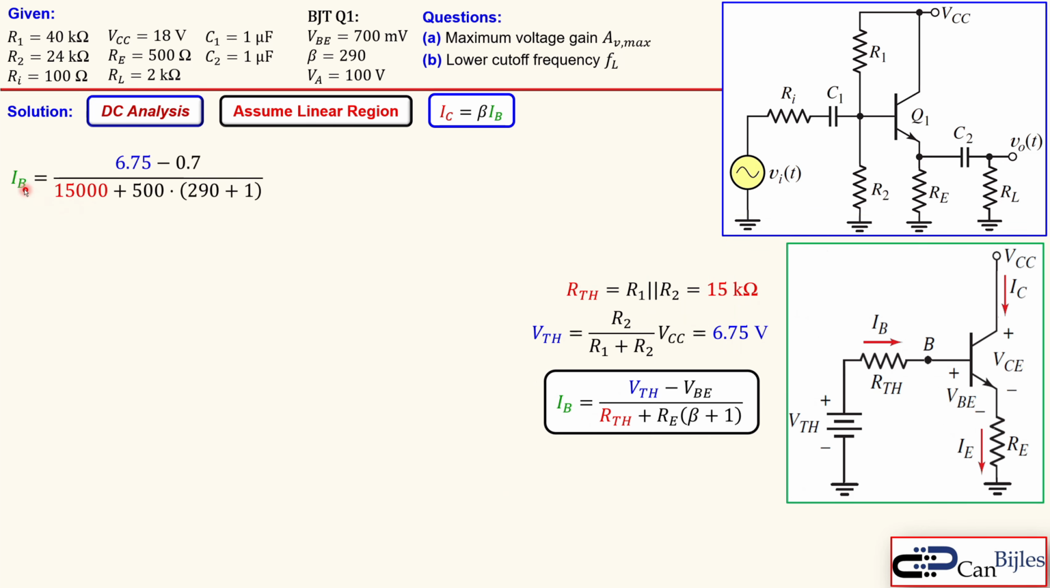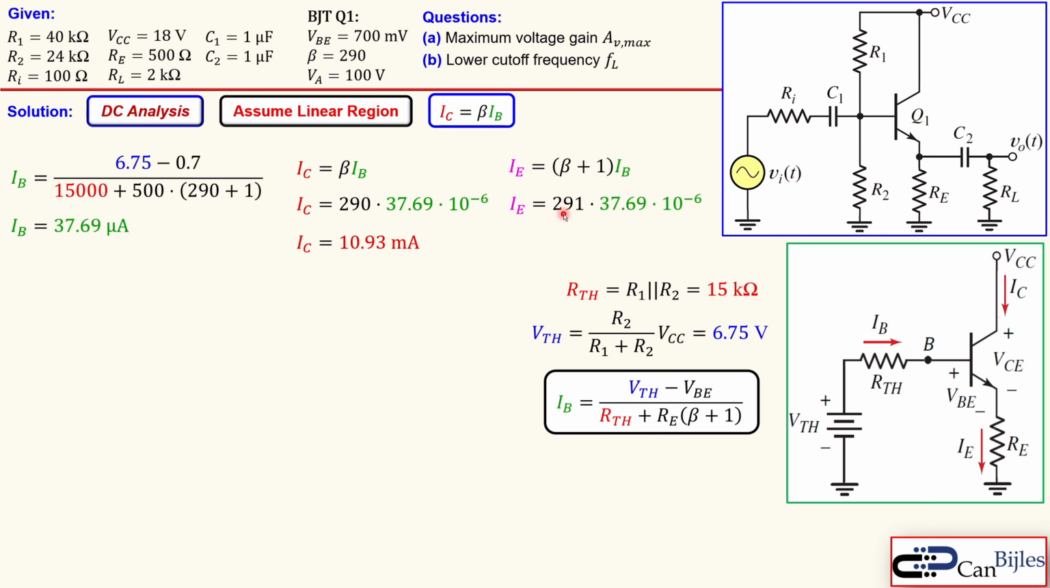Now we can calculate the base current. So we know the Thevenin voltage, we know the Thevenin resistance and 500 ohms. So we can continue, and that will be then 37.69 microamps. And the collector current is just beta times the base current. So we know the beta. That will result in 10.93 milliamps, and the emitter current is just beta plus 1 times the base current, and that will result here in 291 times this base current. That will result in 10.97 milliamps, so almost 11 milliamps here.